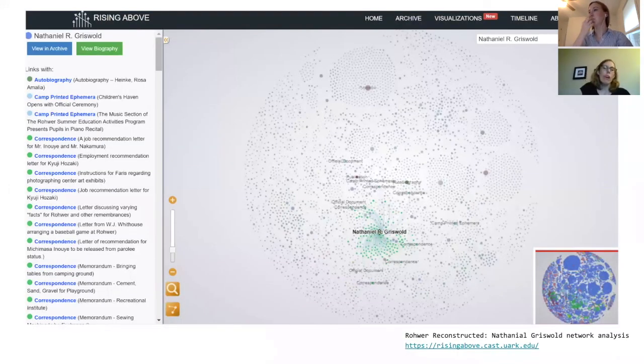For example, you can trace the activities of individuals across archives and documents through network analyses like this one, which shows the people that Nathaniel R. Griswold, a U.S. Army officer who was stationed at Rower, interacted with, and the documents that he both produced and the documents that mention him. Next slide.